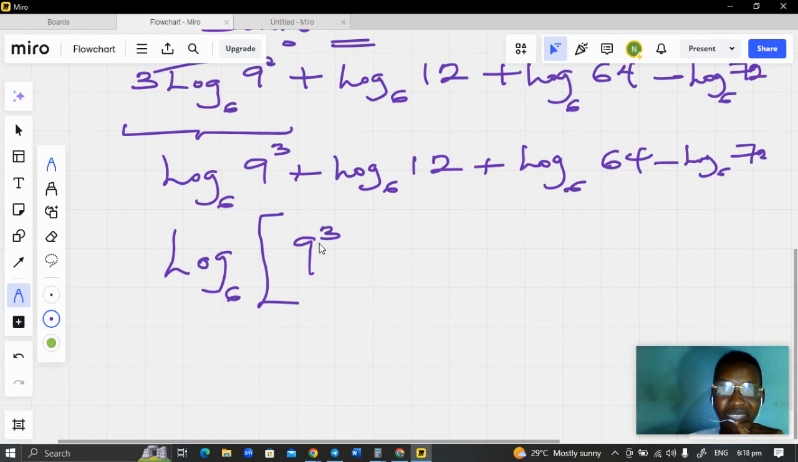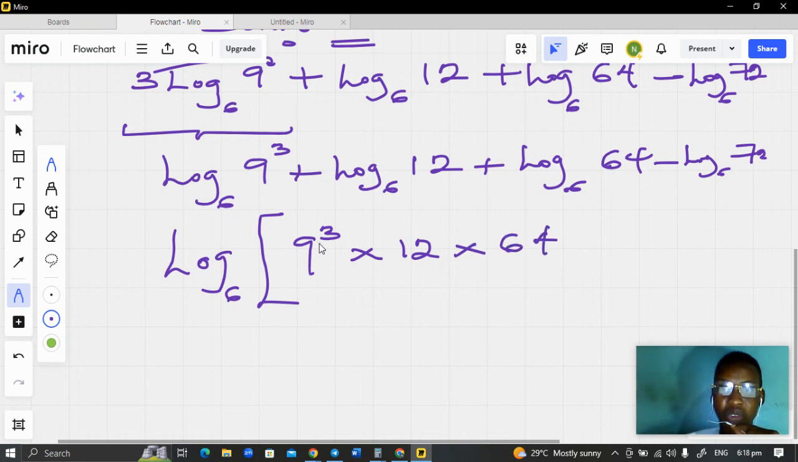Since the sign that separates the first term and the second term expression here is plus, you go ahead and apply the multiplication sign to it, times 12. At the same time, we have plus the third term. According to the addition law of logarithm, plus turns to multiplication, then you multiply it by 64.